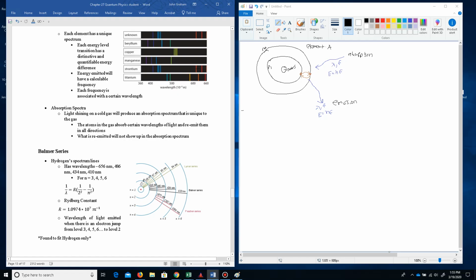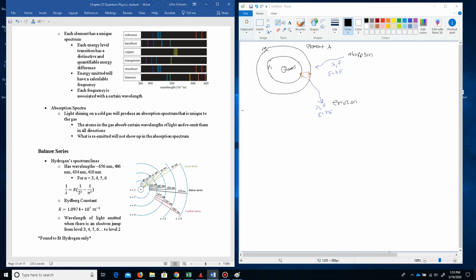The absorption spectrum, again, you don't see this as often in museums or whatnot. Light is shining on a cold gas, and it's going to produce the opposite. It's going to produce the absorption spectrum, what's being absorbed. The atoms in the gas absorb certain wavelengths of light and re-emit them in all directions. And so what is re-emitted will not show up in the absorption spectrum. So it kind of works in the opposite way of looking at it.